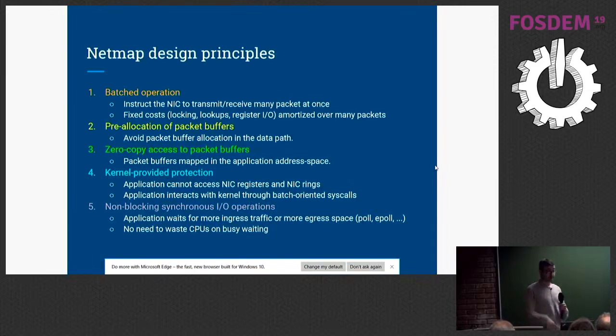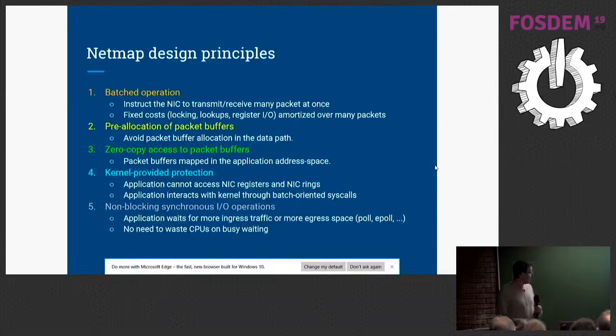Fourth, the kernel provides the protection. It means that your application cannot crash the NIC, your application cannot crash the system. So, for instance, in Netmap, the application cannot have direct access to NIC registers and rings. This is very important because all the protection and isolation you need is provided directly by the kernel.